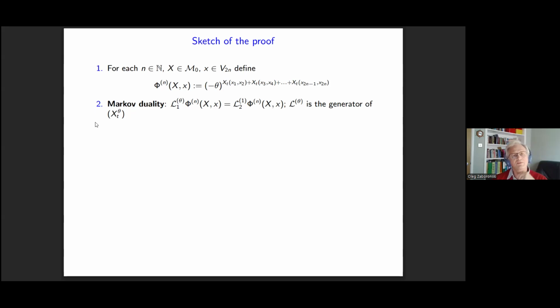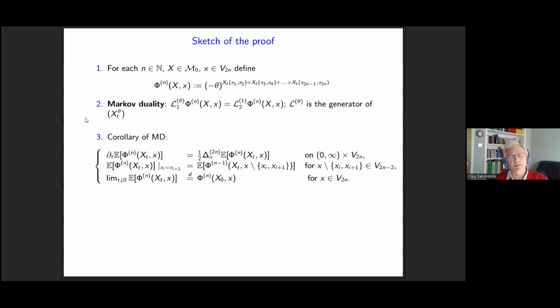And Markov duality is extremely useful. Imagine that I wanted to write down the evolution equation for the expectation of this function when I keep x lowercase deterministic, and I'm evaluating my function at the value of my process at time t in the second case.